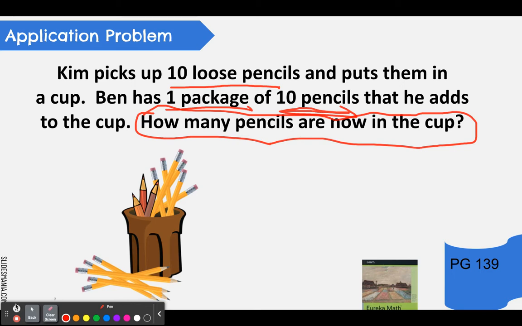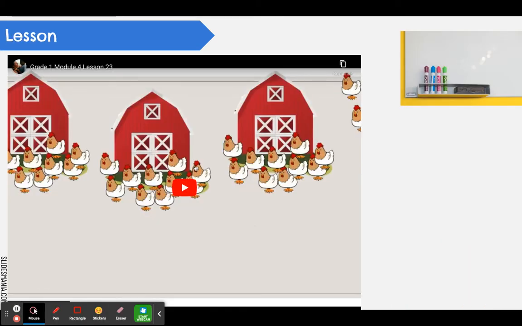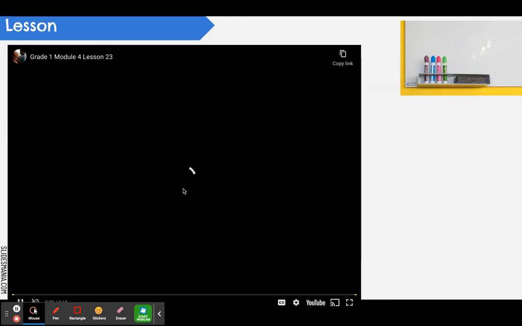Obviously, we're not going to share because we're doing this virtually. You're going to just take a picture when you take a picture of your exit slip. All right, boys and girls, we're going to listen to our lesson. And then I'm going to pause and ask you questions like we would normally do in class.